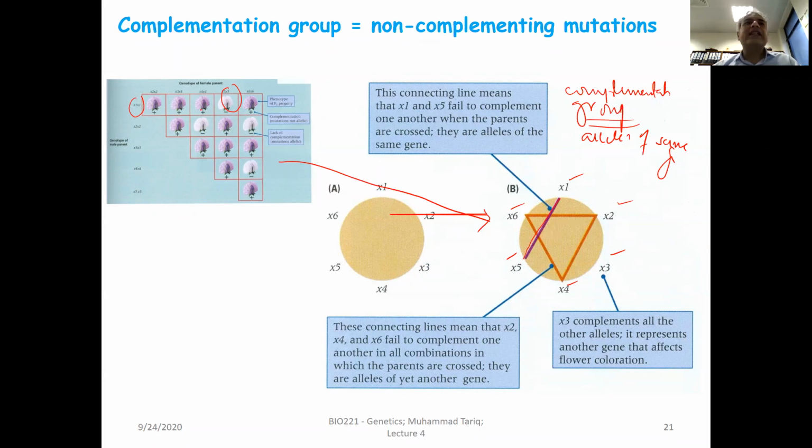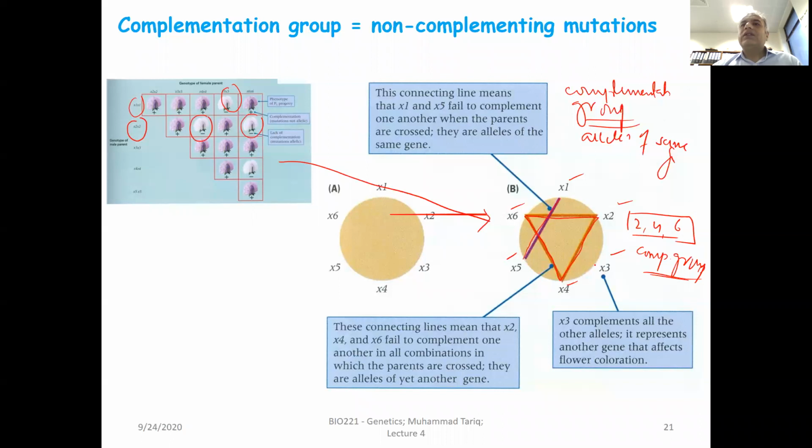Similarly, 2, 4, and 6 are alleles of the same gene, so you connect them with each other and it becomes a triangle. So 2, 4, and 6 is another complementation group, which means non-complementing, alleles of the same gene. So 2, 4, and 6 are alleles of the same gene.